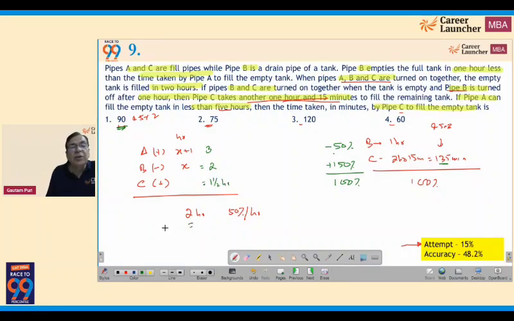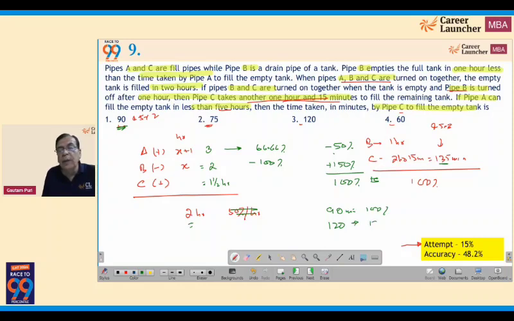So in 2 hours, what will be the situation? In 2 hours, pipe A will fill 66.66% of the tank. Pipe B will empty 100% of the tank. Isn't it? Because it empties the tank in 2 hours, so in 2 hours it will empty. And what about pipe C? In pipe C, in 90 minutes, it does 100% of the tank. So in 120 minutes, which is 2 hours, how much will it do? It will do 133.33%. So what is the total? Is it filling the tank 100%? 133 plus 66, 200 minus 100, 100%. That means this is the correct answer.